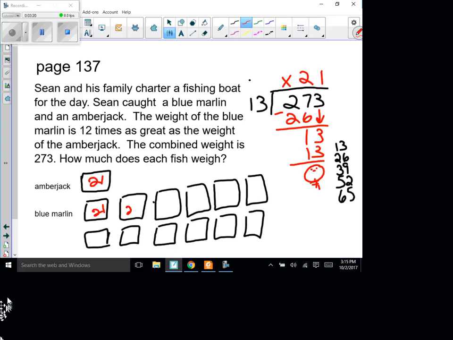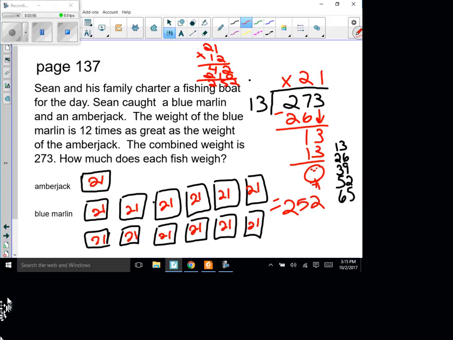But what's crazy is, what they want to know is how much did each of them weigh. If you do this, you can add all these together, but that's no fun. It takes too long. You can do 21 times 12. 2, 4, 1, 2, 2, 5, 252 pounds. So the marlin weighed 252 pounds, and the amberjack weighed 21 pounds.